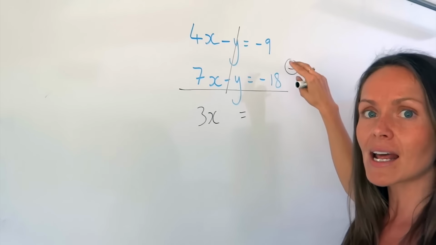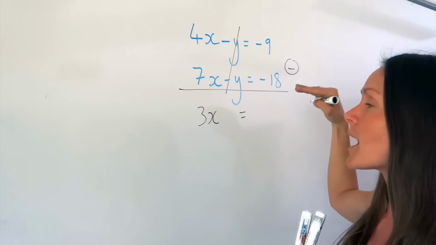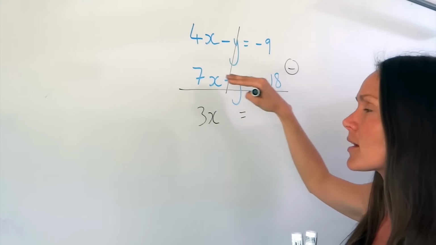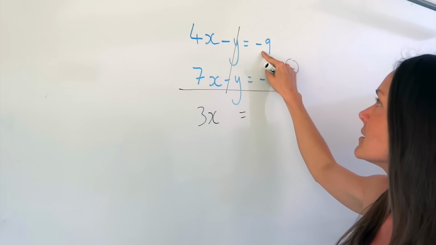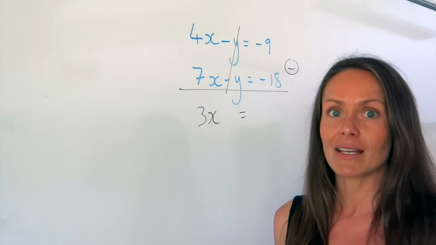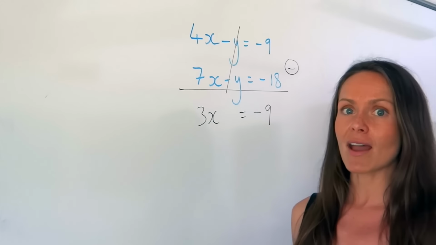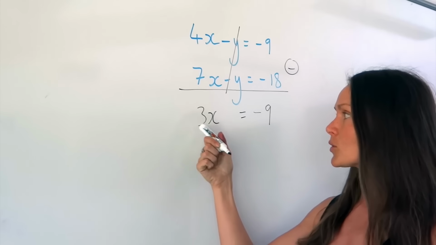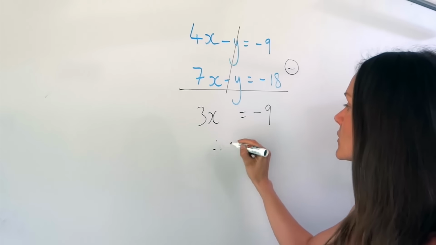You're not suddenly allowed to start doing it the other way around and do the top one minus the bottom one. We have to be consistent and do the same thing throughout. So, minus 18 minus minus 9 is the same as minus 18 plus 9, which is minus 9. So the value of x must be negative 3, because 3 multiplied by negative 3 gives me negative 9. So there's x.